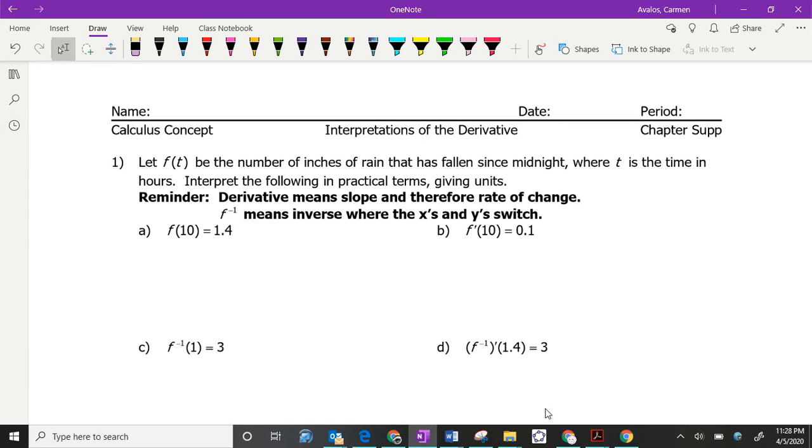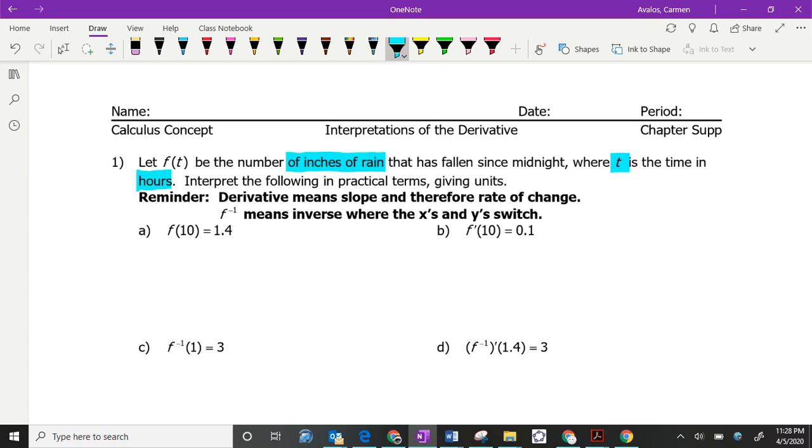Okay, so today we're going to talk about the interpretation of the derivative. Here in this problem, we have a function f of t, and that represents the number of inches of rain that has fallen since midnight, where time t is the time in hours. Interpret the following in practical terms, giving units.